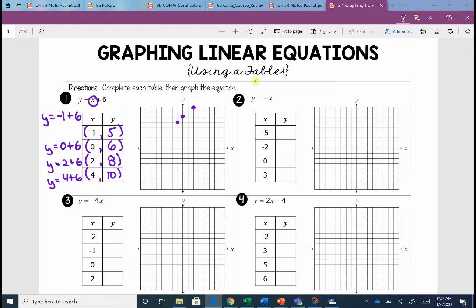So go ahead and connect your points to make a line. These should all make a nice straight line for us. So if you have your values and you're plotting them and they're all over the place, something's not right somewhere.